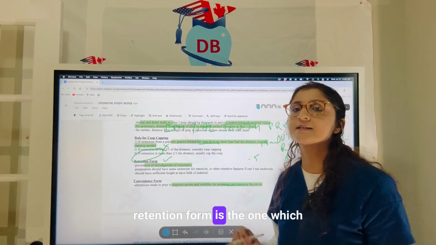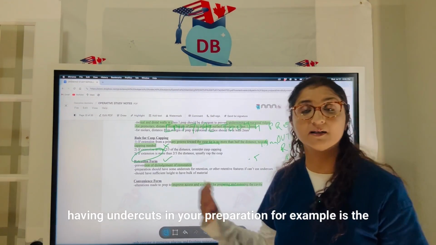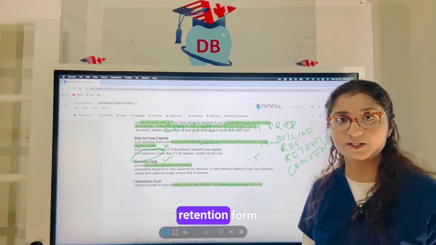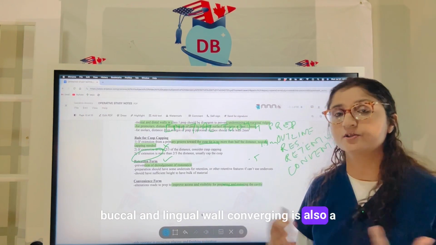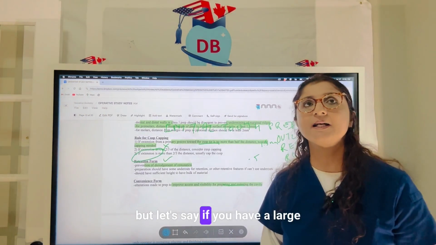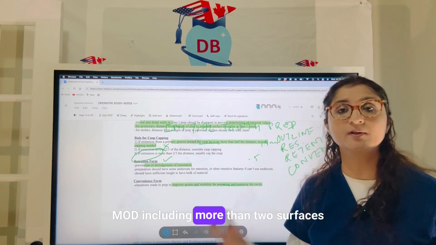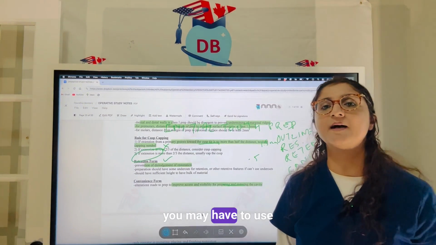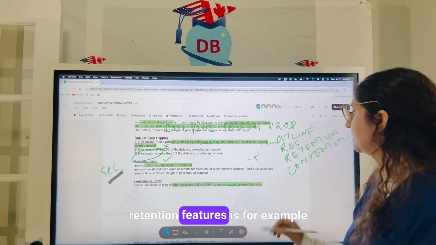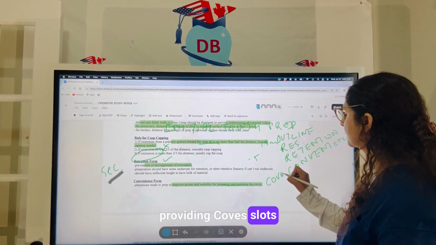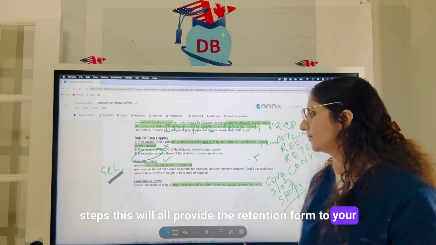Now the retention form is the one which will prevent your restoration from getting dislodged. So having undercuts in your preparation, for example, is the retention form. Buccal and lingual walls converging is also a part of retention form. But let's say if you have a large restoration, a complex cavity like MOD, including more than 2 surfaces, then you may have to use the secondary features. The secondary retention features are, for example, providing coves, slots, steps. These all provide the retention form to your preparation.